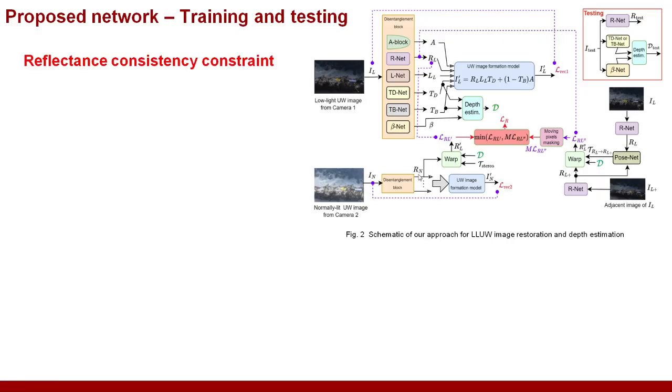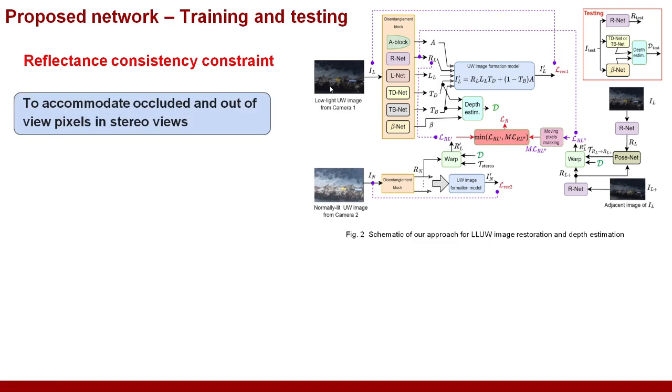Here we are using the reflectance consistency constraint. The reflectance obtained from the normally lit underwater image, R_n, is warped in the view of the first camera using the depth obtained from the first image and the pose between the two cameras. Since we are using an already set up stereo camera setup, we know the stereo pose between the two cameras. So using the pose and the depth obtained from the first image, we warp R_n to R_L. So we get R_L dash. Ideally speaking, this R_L dash should be equal to R_L. So there is a loss between R_L and R_L dash.